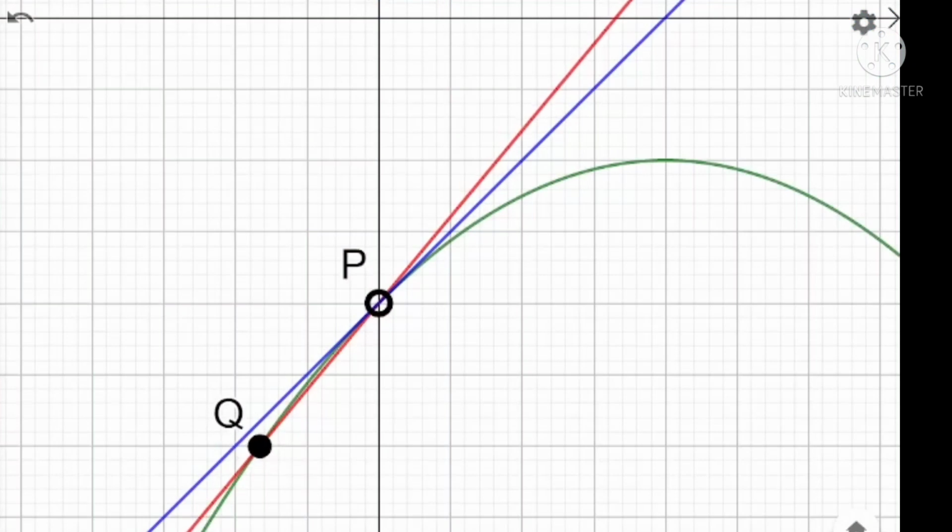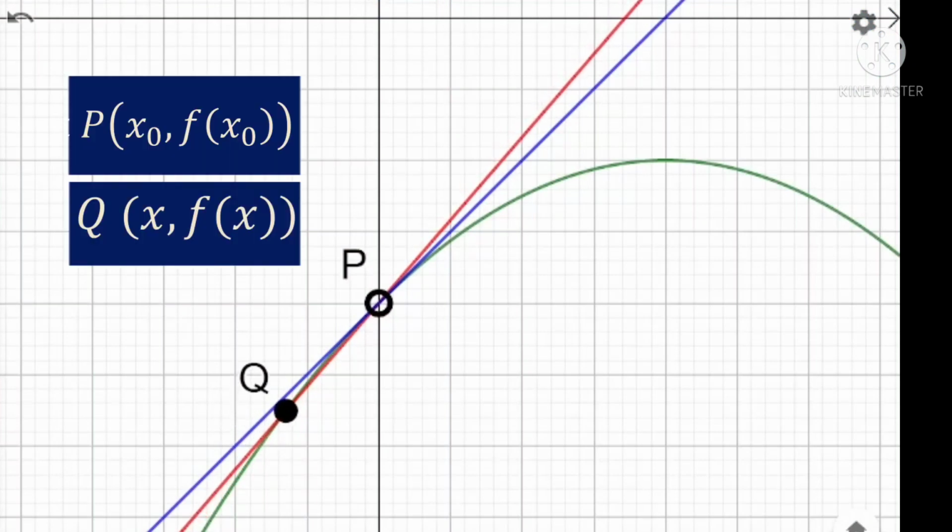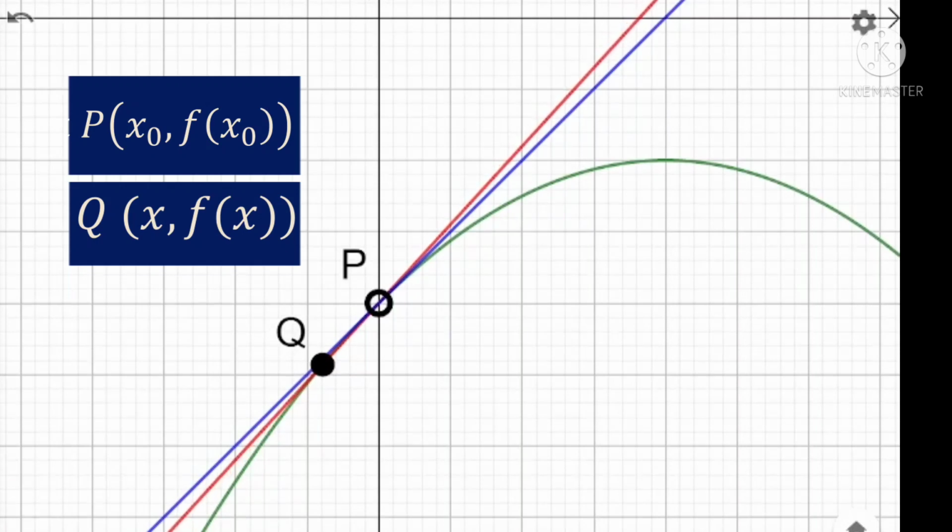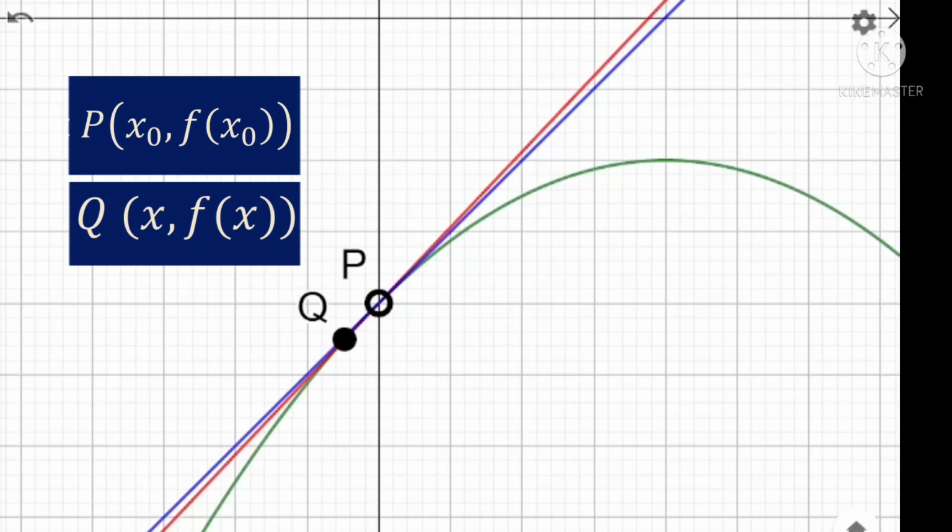So parang ganito nga siya. Here, Q is approaching P from the left. And as you can see, habang palapit ng palapit si Q kay P mula sa kaliwa, yung red line, yung ating secant line, ay yung position niya, ina-approach niya yung position nung ating violet na line, which is our tangent line.